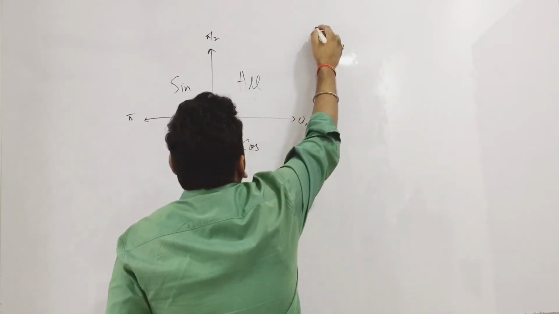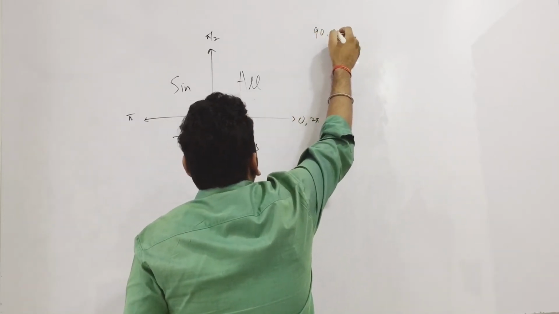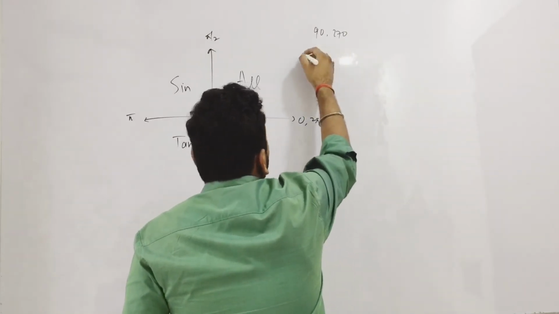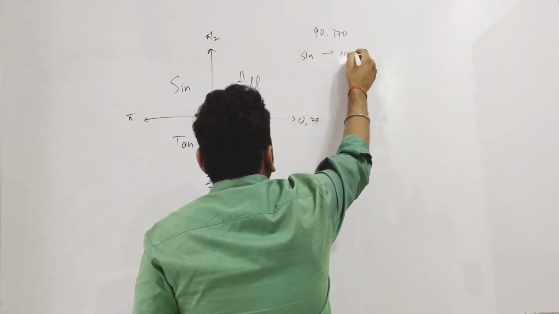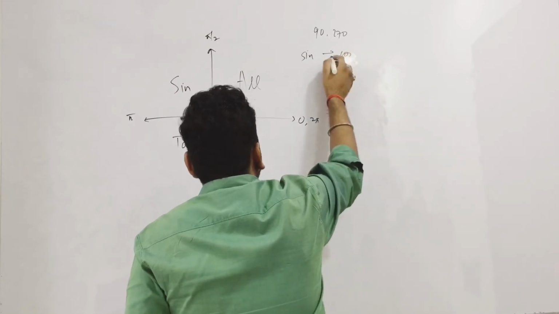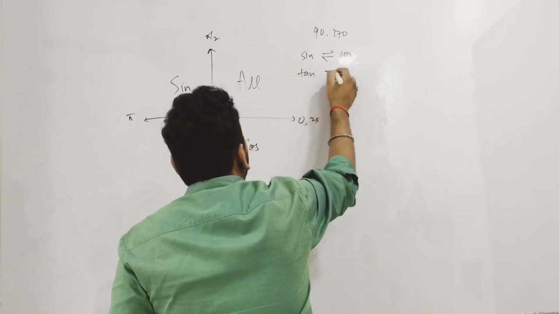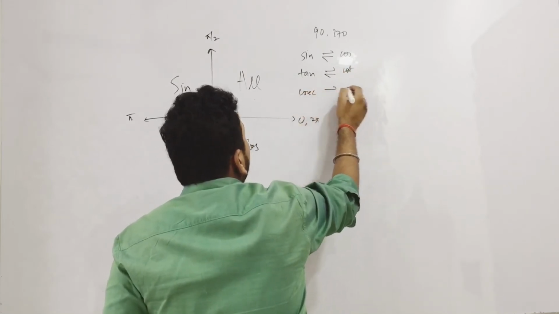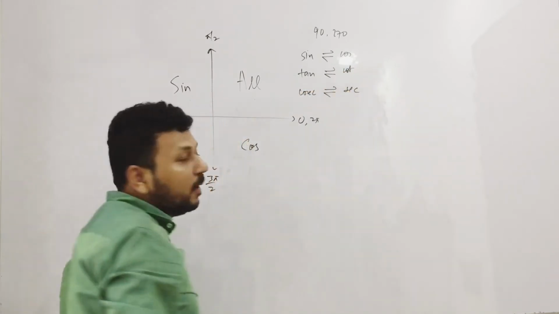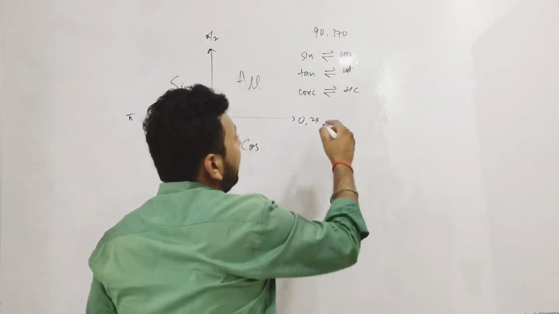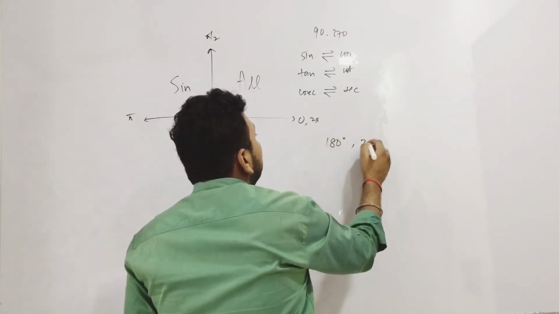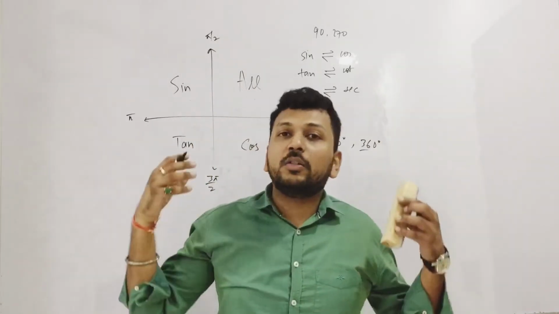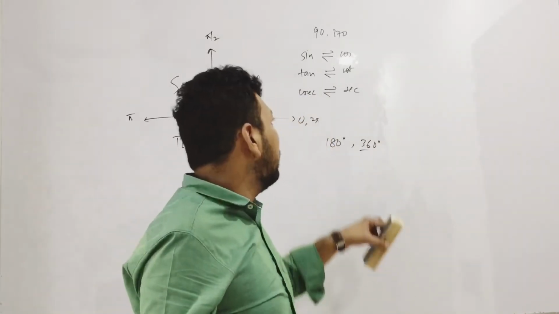Now if there is 90 or 270, then the transformation will happen. In 90 and 270, sine is converted into cos and back. Similarly, tan into cot and back, and cosec into sec and back. This is what happens. And in 180 degree and 360 degree, there is no transformation. Sine remains sine, cos remains cos. So it is how it is.